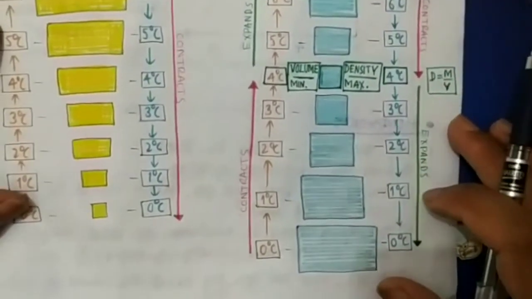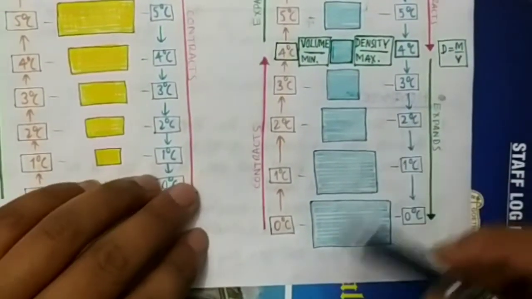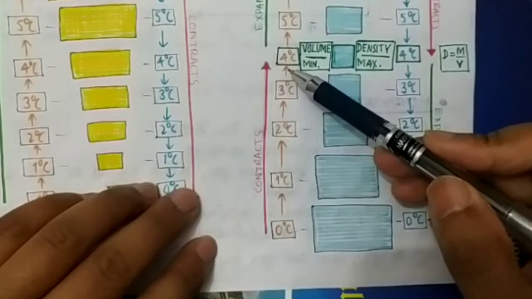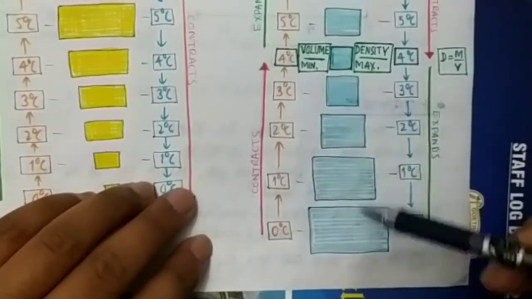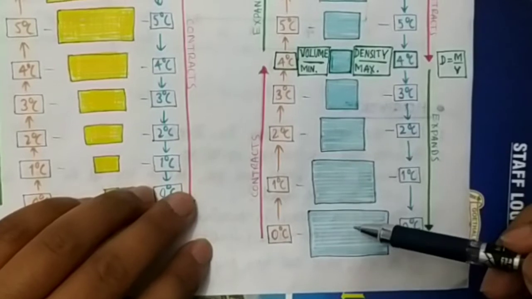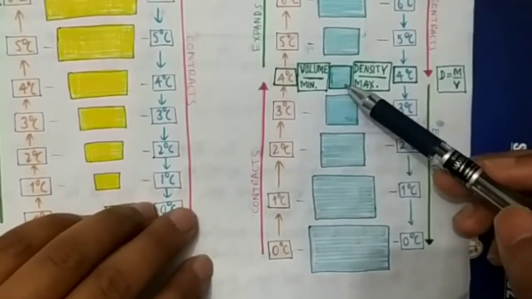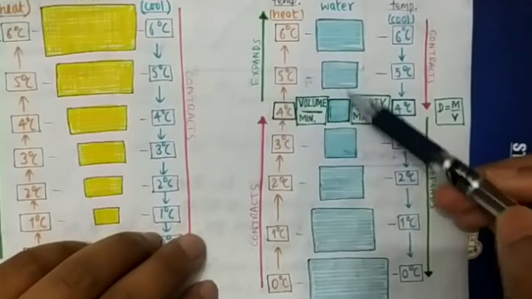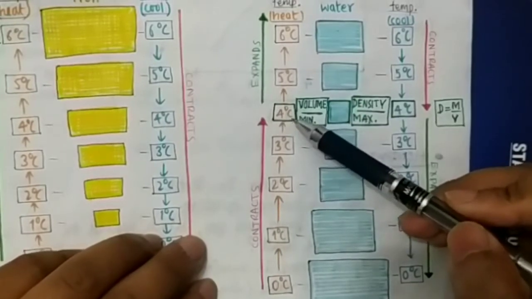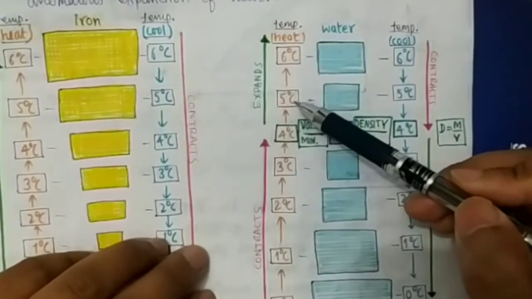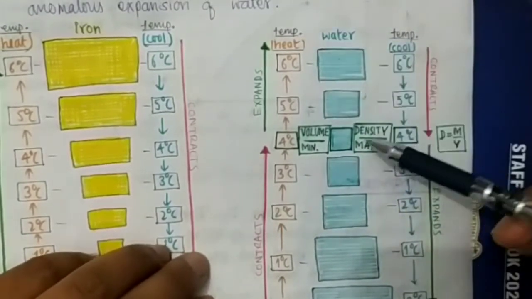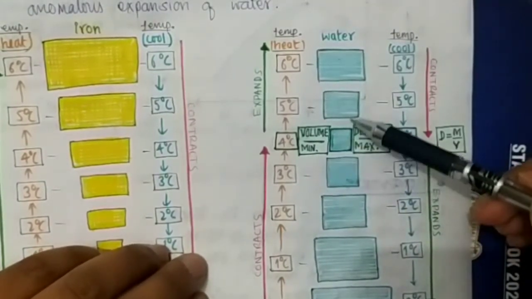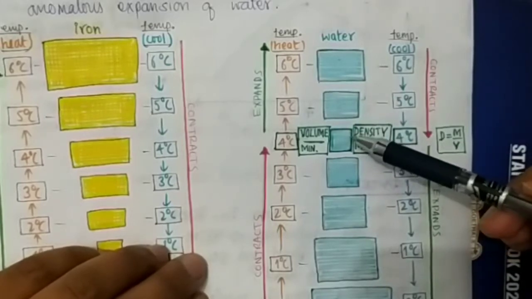But in case of water, what will happen is, when you heat water from 0 degrees Celsius to 4 degrees Celsius, instead of expanding, it will contract. That means its volume will decrease, and its volume will become minimum at a temperature of 4 degrees Celsius. Now if you further heat water from 4 degrees Celsius and beyond, that is from 4 to 5, 5 to 6, 6 to 7, and so on, the volume of water again starts increasing, or the water will start to expand again.